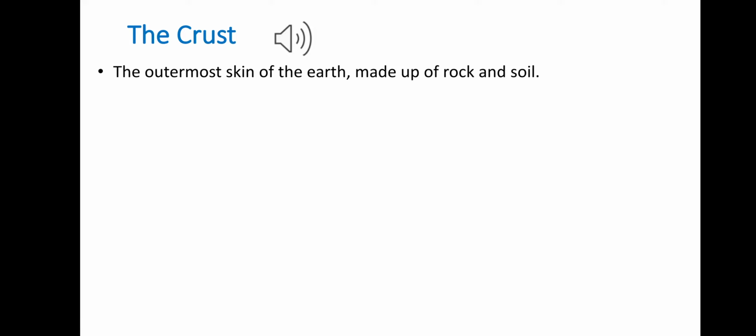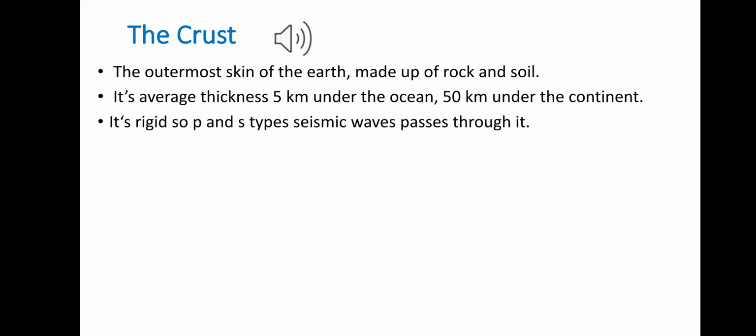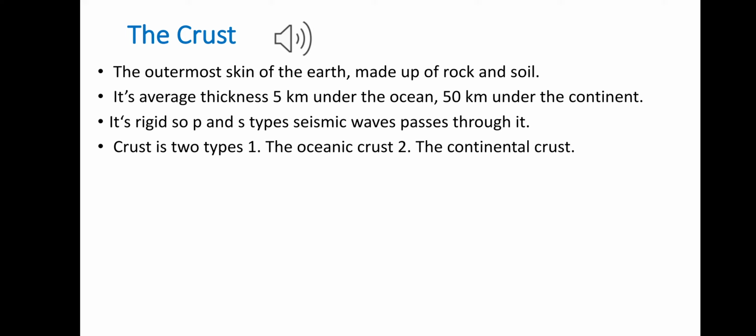First we have to know about the crust layer of the earth. This is the outermost layer of the earth. It is made up of rock and soil. The earth's crust has an average thickness of 5 km under the oceans and 50 km under the continents. It is rigid, so P and S type seismic waves can easily pass through this layer. The crust is also of two types: the oceanic crust and the continental crust.